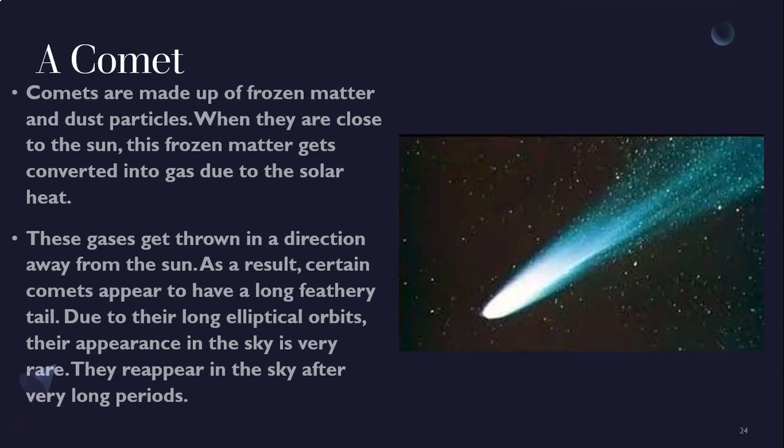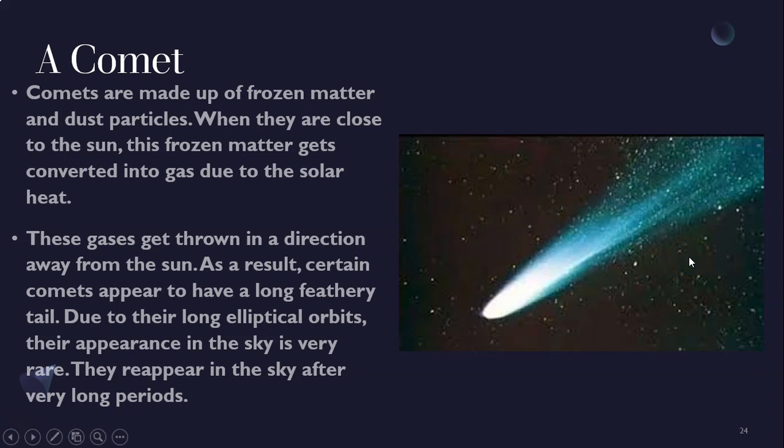Also, comets are made up of frozen matter and dust particles. When they are close to the sun, this frozen matter gets converted into gas due to the solar heat. And these gases get thrown in a direction away from the sun. As a result, certain comets appear to have a long feathery tail. This is what I mean by a long feathery tail.